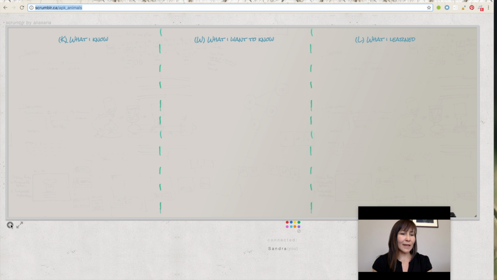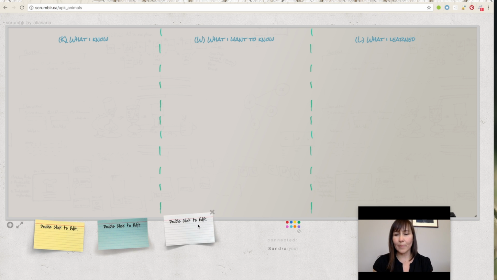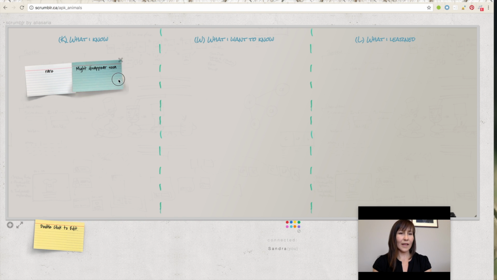The next step would be that they will press on the plus here. I can make those cards a bit bigger with the 2 arrows. I start writing about what they know about the subject. I can write that they are rare, that they might disappear soon, and so on. Okay, so the second step is what I want to know. An example here could be which ones are critically endangered.